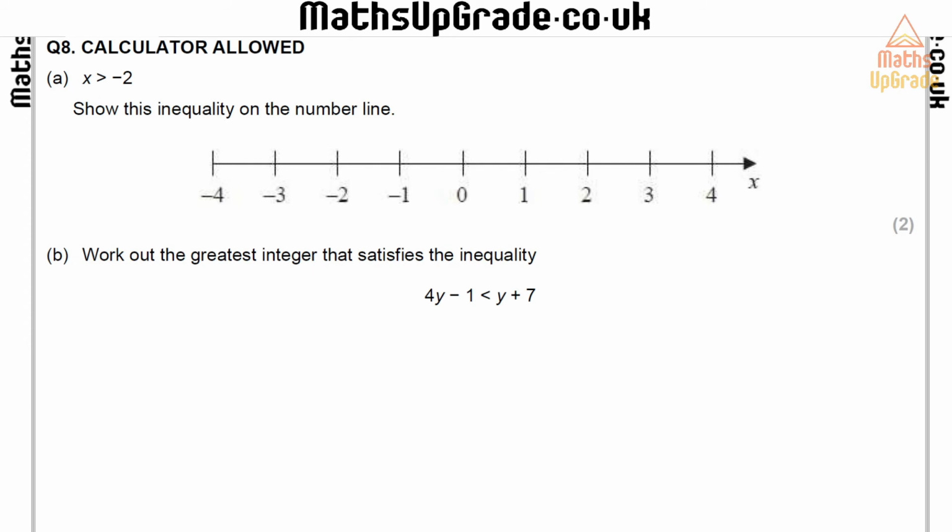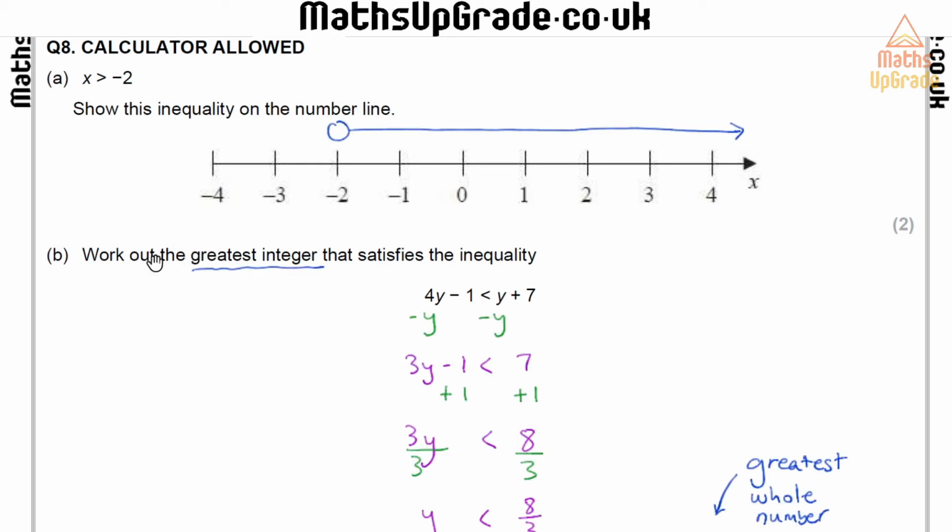Question 8. We need to show the inequality of x is greater than -2 on the number line. So it's not equal to -2, it's greater than it. So it's going to be a hollow circle with the line extended all the way to this side. Now we need to work out the greatest integer, the greatest whole number, that satisfies the inequality given here.